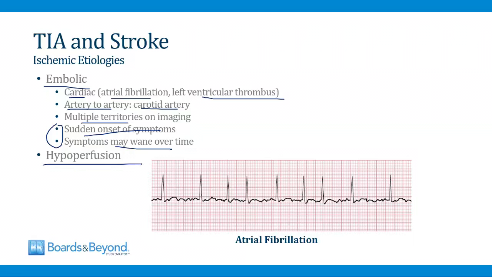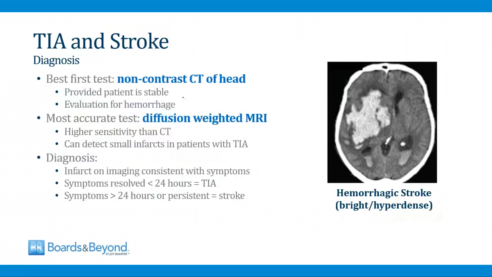So a patient who develops cardiogenic shock can have an ischemic stroke. The cause is not thrombus or embolism. The cause is simply underperfusion of the brain. If you think your patient is having a stroke, the best first test is a non-contrast CT of the head, provided the patient is stable.